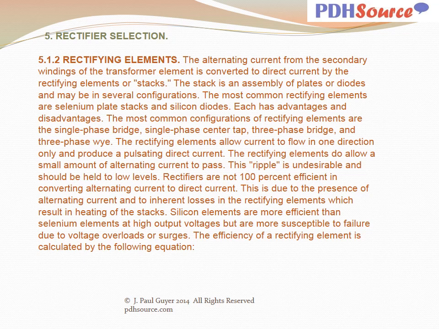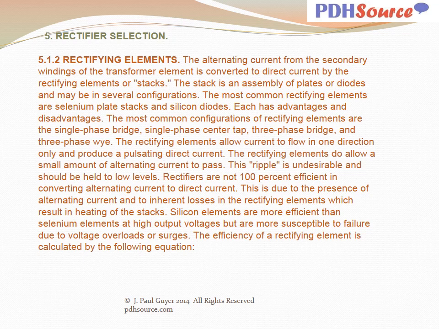The rectifying elements allow current to flow in one direction only and produce a pulsating direct current. The rectifying elements do allow a small amount of alternating current to pass. This ripple is undesirable and should be held to low levels. Rectifiers are not 100% efficient in converting alternating current to direct current. This is due to the presence of alternating current and to inherent losses in the rectifying elements which result in heating of the stacks. Silicon elements are more efficient than selenium elements at high output voltages, but are more susceptible to failure due to voltage overloads or surges.